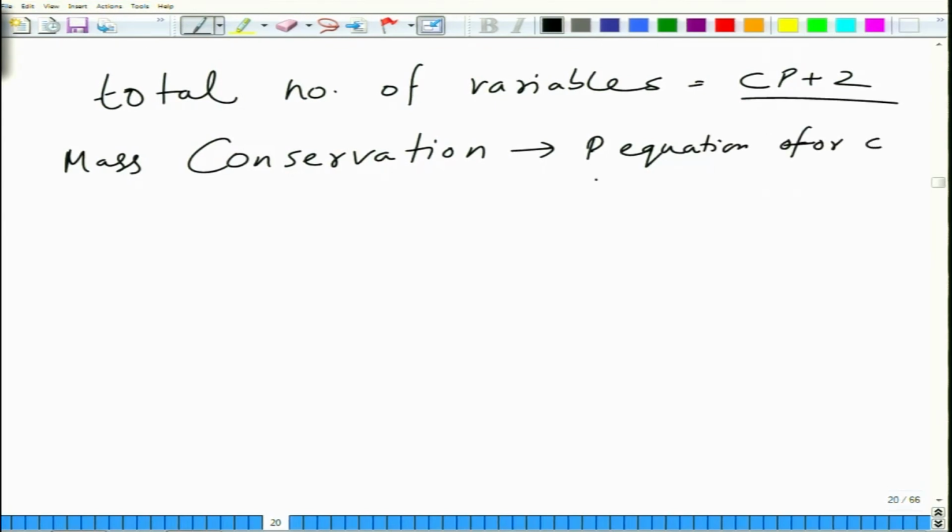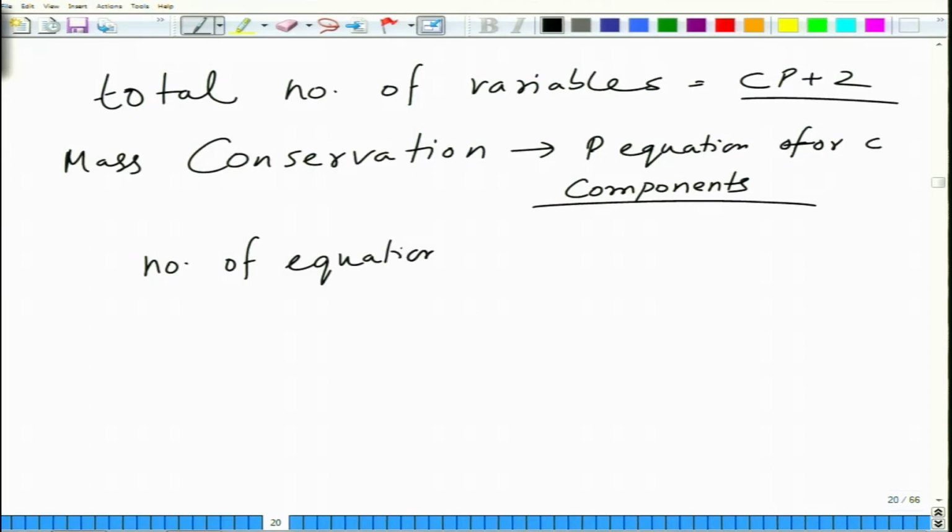for C components, and this gives rise to the total number of equations. If you know P minus 1 equations, you would obviously know the Pth equation for C components. So this will make it C into P minus 1 from this.